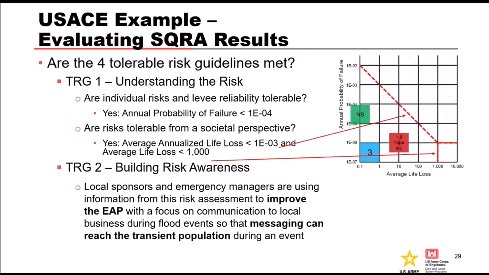TRG2, building risk awareness. Local sponsors and emergency managers are using information from the risk assessment to improve the emergency action plan, with a focus on communication to local businesses during the flood events so that messaging can reach the transient population during an event. So I think they're indicating here that they've already got some pretty good communication with the people who actually live behind this levee. Or if they're just businesses behind here, they're actually reaching out to the transient population who may not have cell phones, who may not have a home. And so they're doing everything that they can. They're really getting into the details of getting people out of the way should some sort of a flood occur.